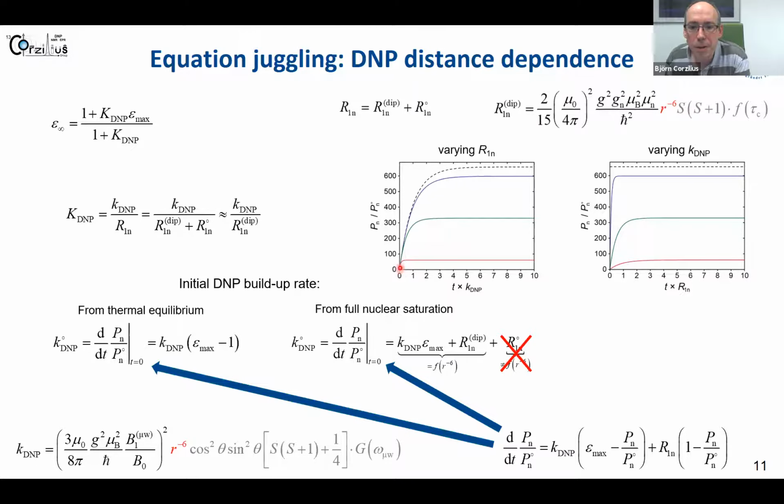For example, if we measure the initial slope of the buildup curve, we see that if we vary R1n, and then vary the electronuclear distance, for 3 different distances this initial slope does not vary. So this is a good approximation. And if we vary kDNP and keep the nuclear relaxation constant, then we can really nicely distinguish these 3 different electronuclear distances.